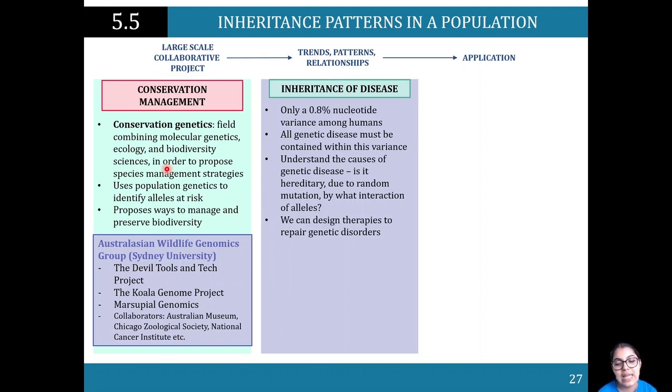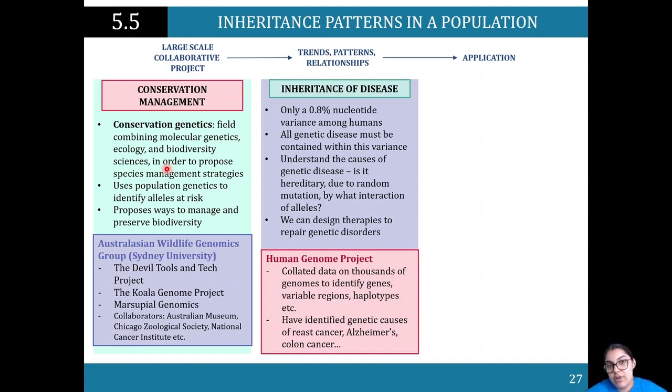So what we know is that if diseases are arising and not everyone has the disease, but some people do, that means the cause lies in the 0.8% of variance, because it wouldn't be in the 99.2% which everyone has. It's going to be in the 0.8%. We then utilize that idea to understand the cause of genetic diseases. Is it due to random mutations that occur, or is it due to the interaction of alleles? And then we can use that to design therapies to repair genetic disorders.